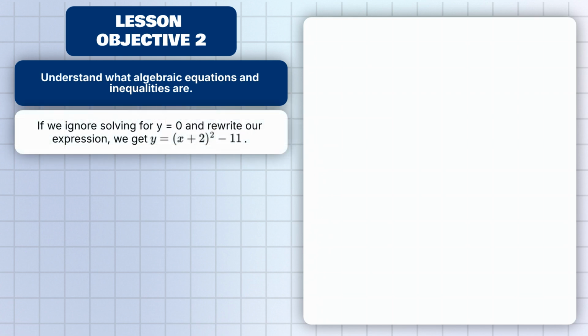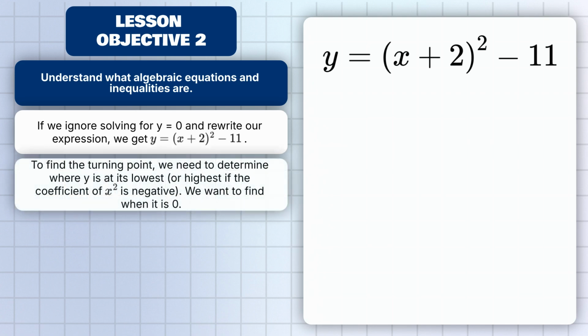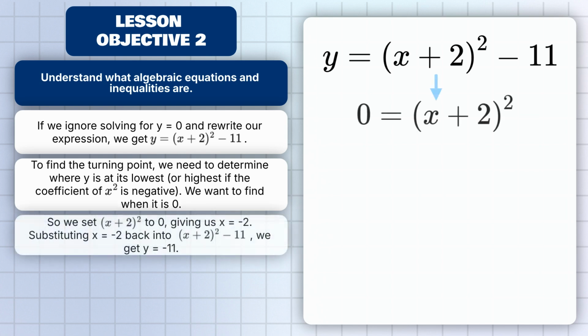Let's see how we can do this for our example of x squared plus 4x minus 7. If we ignore solving for y equals 0 and rewrite our expression, we get y equals (x plus 2) squared minus 11. To find the turning point, we need to determine where y is at its lowest, or highest if the coefficient of x squared is negative. A squared term is always non-negative, and so the right-hand side of this equation is minimized when the expression inside the bracket equals 0. We want to find the point when this occurs, so we set x plus 2 to 0, giving us x equals minus 2.